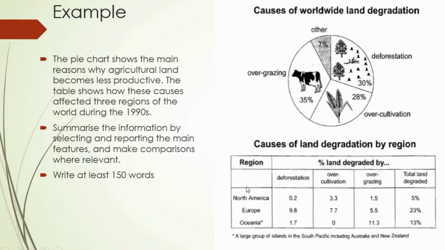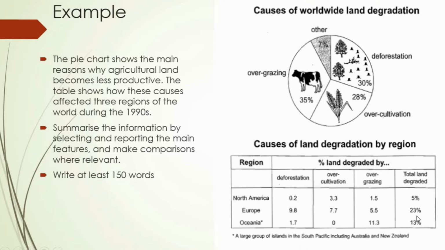Now this table shows the causes of land degradation by region. This shows overall figures, but this is bifurcated by regions. The regions are North America, Europe and Oceania. Total land degraded is mentioned here, and all the 3 categories mentioned above. So let's look at this. North America is mostly affected by overcultivation, least by deforestation and overgrazing. And in terms of total land degradation, it comes in 3rd position, 5% only.